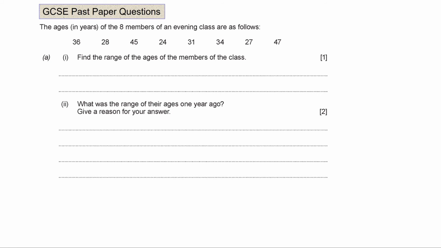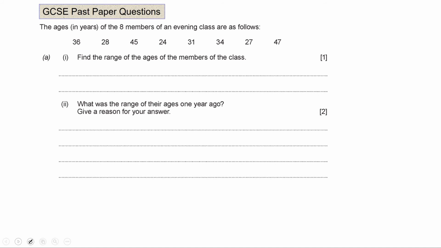Okay, so hopefully you've given that a go and you're ready to mark your answer. So let's read the question first. The ages in years of the 8 members of an evening class are as follows. Find the range of the ages of the members of the class. Okay, so this is 1 mark.